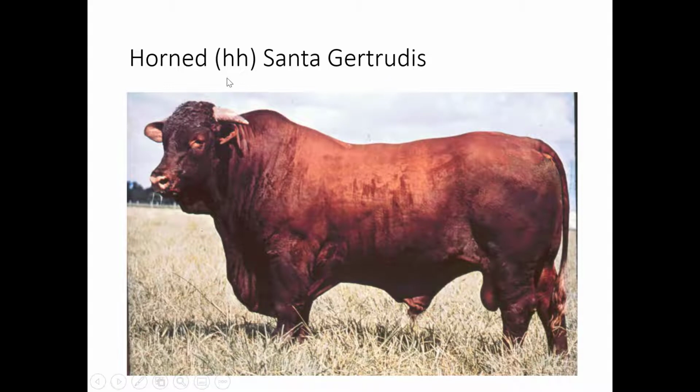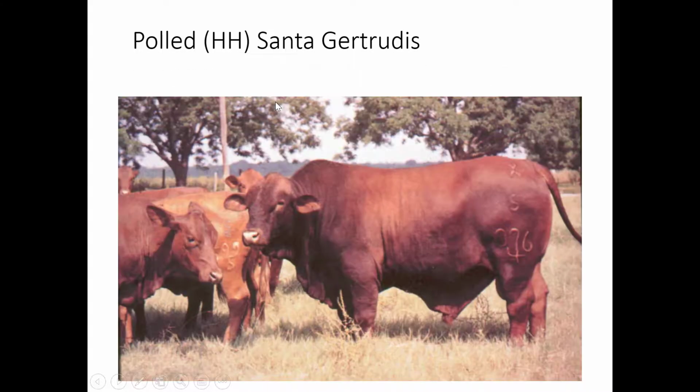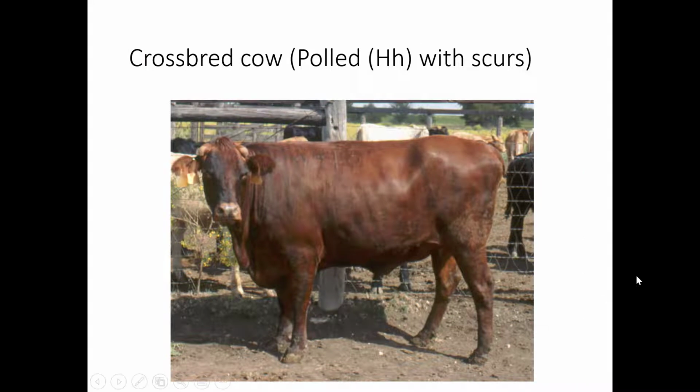So next we'll move on to our cattle. So in cattle, being horned is recessive. So they have to be little h to be horned. And being polled is dominant. So they are big H to be polled. Next we have a crossbred cow. So she is a heterozygote, big H, little h, and whenever they're heterozygote, they can be polled or scurred. So this one here has scurs.